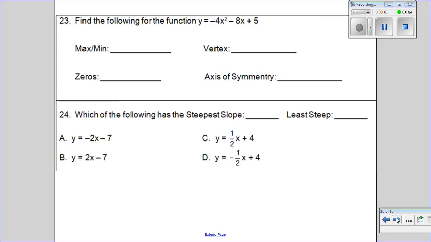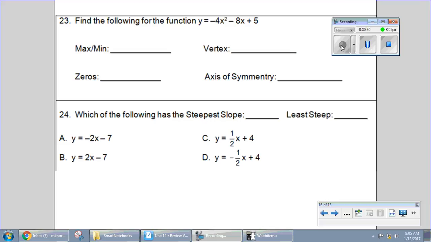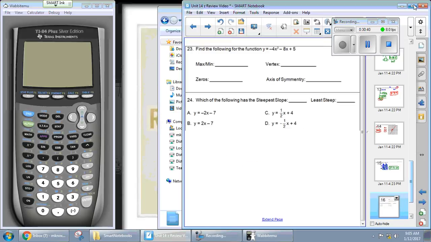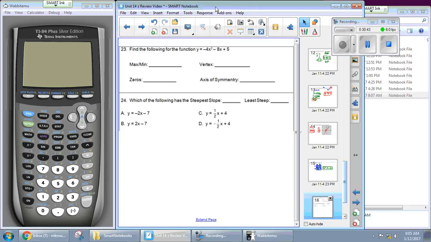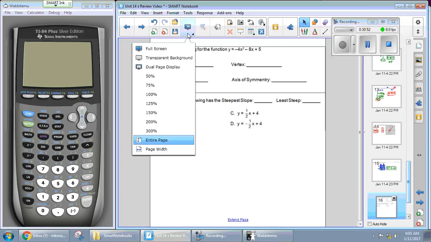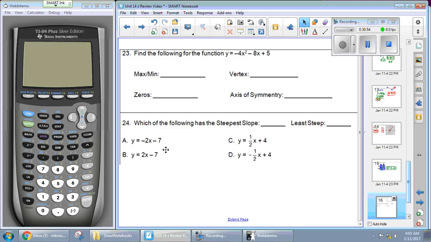Okay, number 23. This is a little review question from the end of the last semester. Find the following for the function y equals negative 4x squared minus 8x plus 5. Okay, so for number 23, we can find everything using our calculator. So I'm going to move out of this big screen and bring my calculator up along with all of this. Okay, so find the following for y equals negative 4x squared minus 8x plus 5.